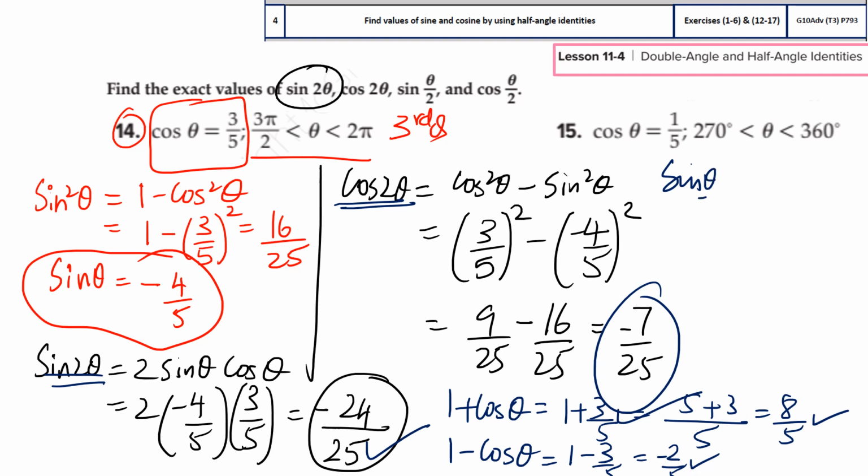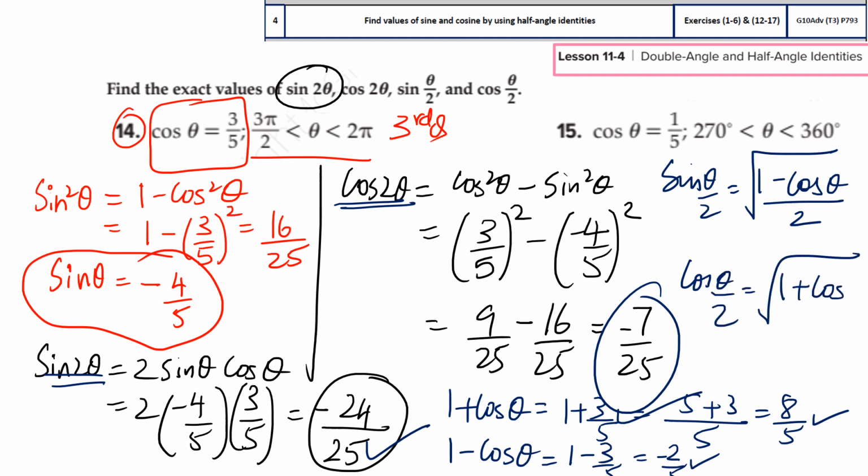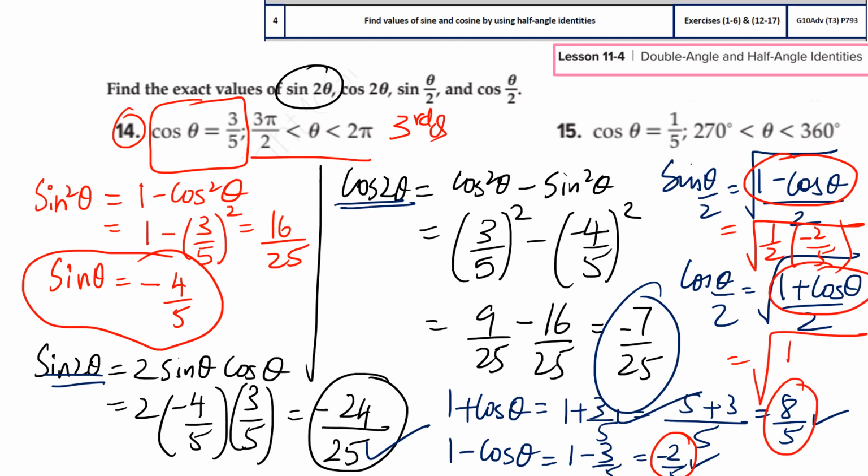So your sine theta by 2 is square root of (1 minus cos theta) by 2, and your cos theta by 2 is square root of (1 plus cos theta) by 2. So let's plug it in. In place of 1 minus cos theta, I'm going to put minus 2 by 5. There's already a half here, don't forget. And in place of 1 plus cos theta, I will put 8 by 5.